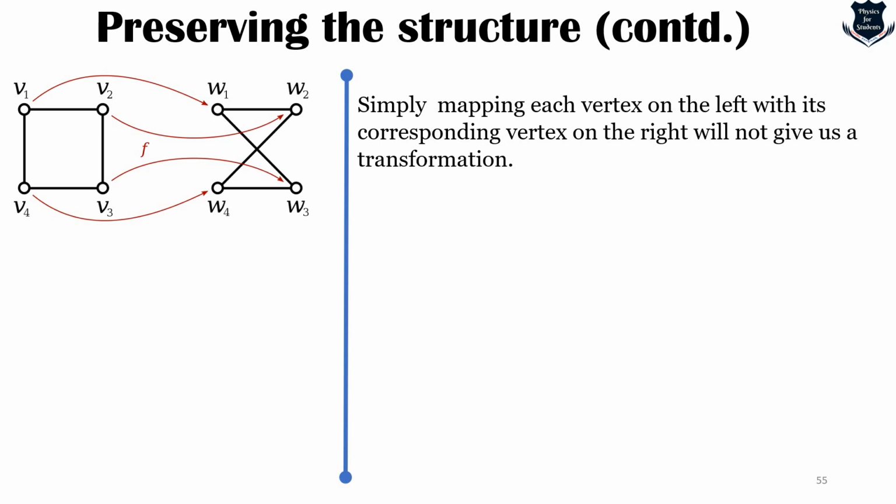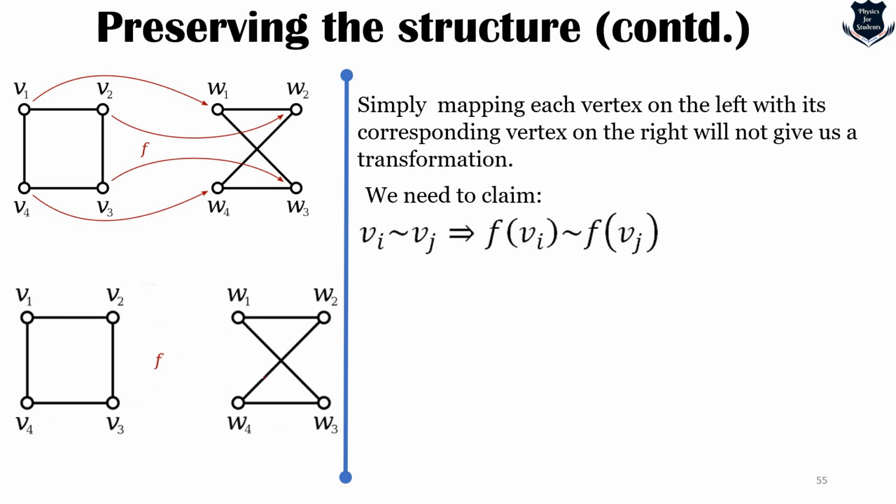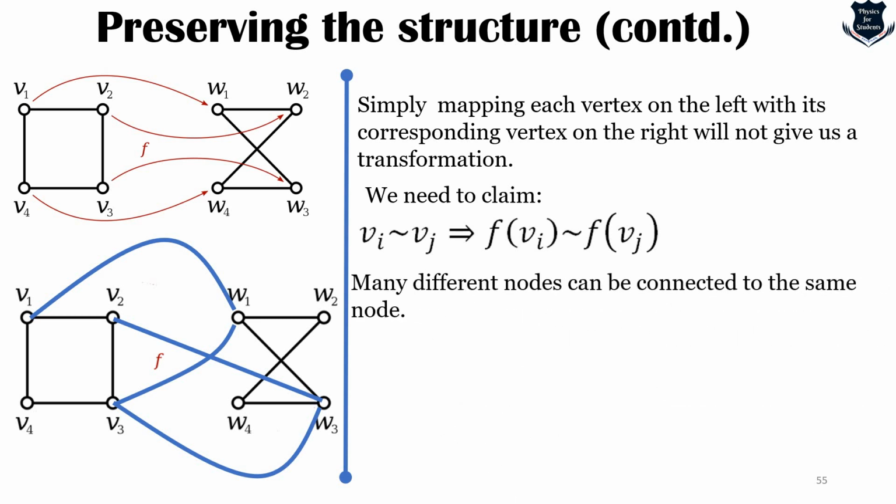So we see from this video that we need to claim for the map that Vi connected to Vj implies that f of Vi is also connected to f of Vj, for a homeomorphism. Let us take an example following a valid structure preserving map for this graph. You can see many different nodes can be mapped to the same node. This one, V1 goes to W1, V3 goes to W1, V2 goes to W3, and V3 goes to W3, right? So many different nodes can be mapped to the same node as long as they are not connected. Why? Because a node can, in this kind of graph, never be connected to itself.